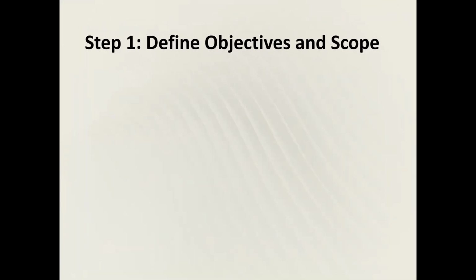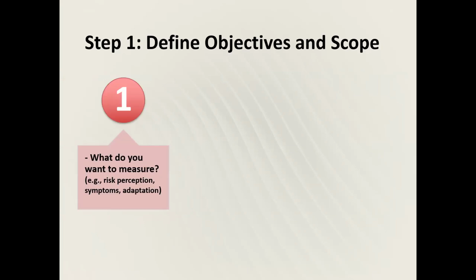To start, we have to define the objectives and the scope. If you're interested in doing some type of survey, you have to define your objectives and your scope. What exactly do you want to measure? You may be wanting to look at risk perception, symptoms, adaptation.